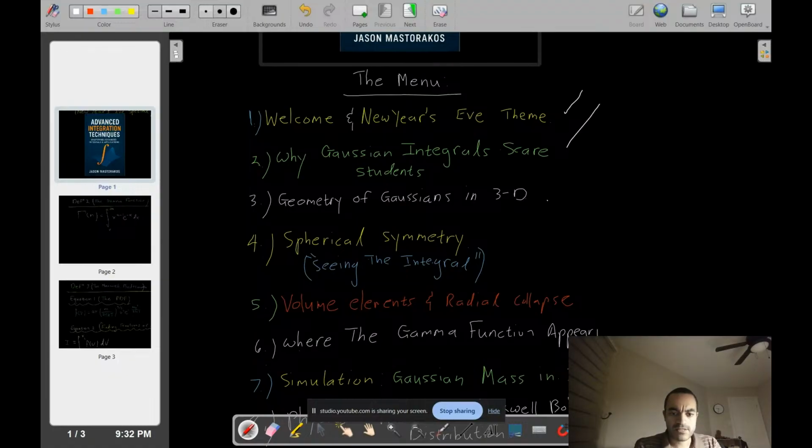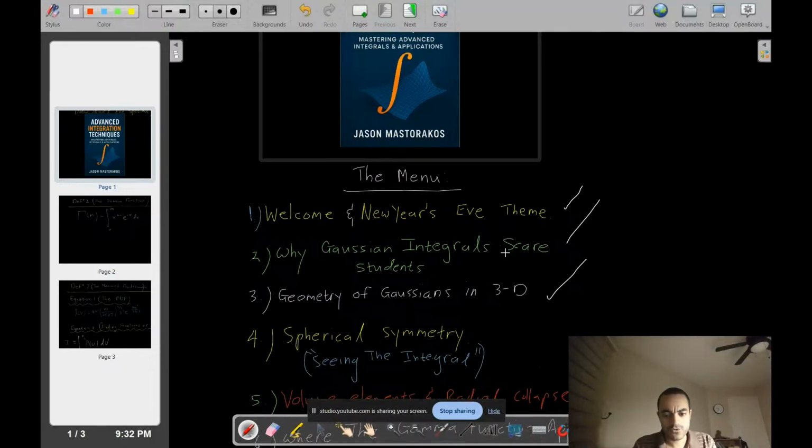We can look at spherical symmetry. And when I mean spherical symmetry, I'm talking about actually seeing the integral. No, it's not what you think. It's not actually calculating the integral. This time, we're going to see visually the integral, by spherical symmetry. So let's get to it.